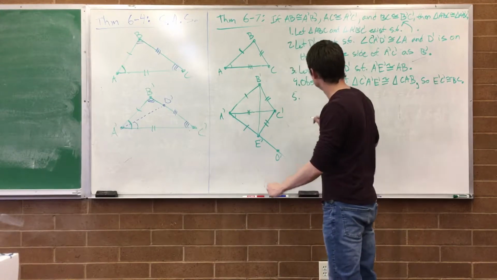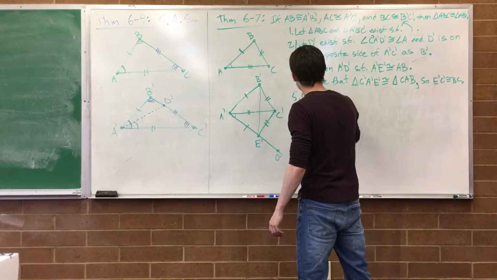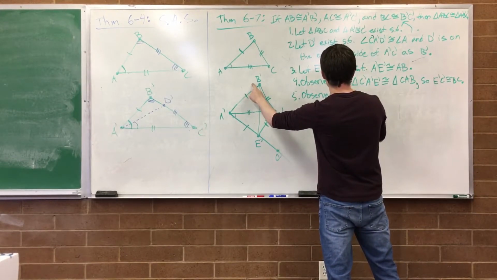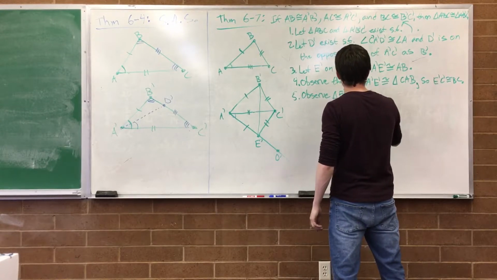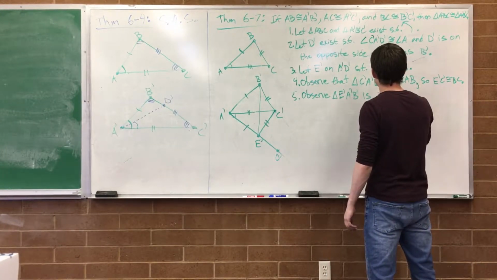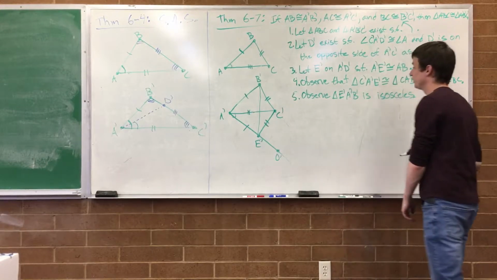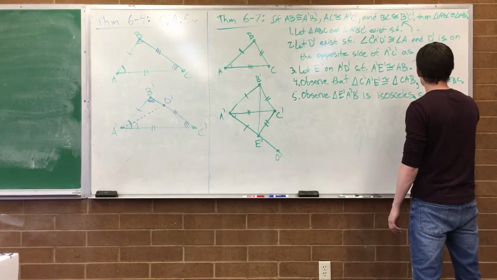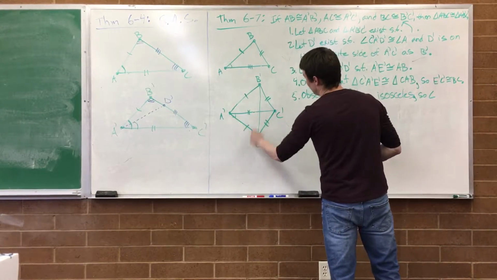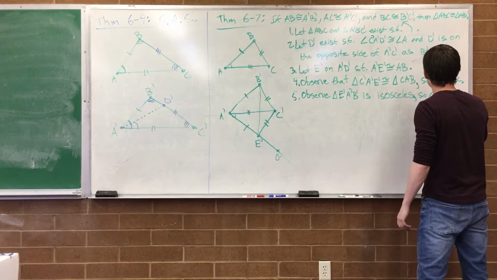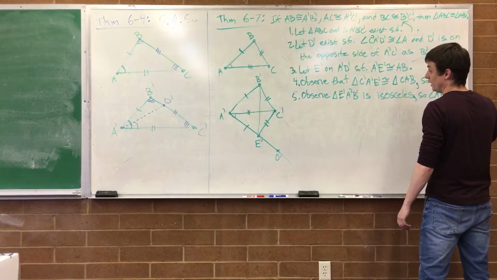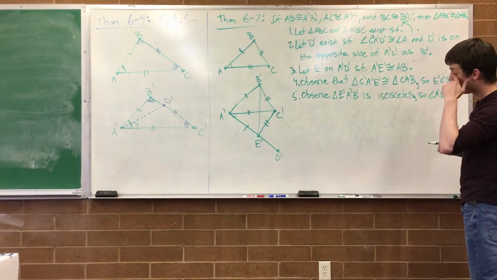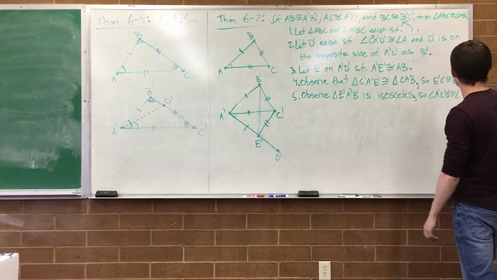So 5. Observe triangle E prime, A prime, B prime is isosceles, comma. I couldn't think of the word. So angle A prime, E prime, B prime is congruent to angle A prime, B prime, E prime.